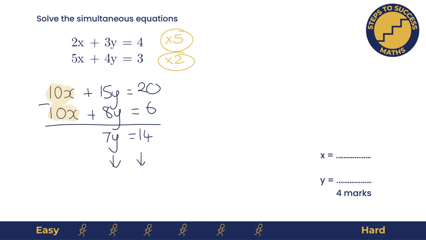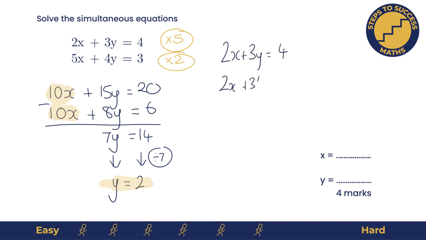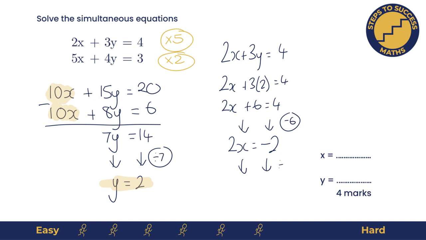And then if I divide it by 7 on both sides, I've got y is equal to 2. Now I'm going to find x by putting this into my top equation. 2x plus 3 times 2 is equal to 4. 2x plus 6 is equal to 4. Take away 6 from both sides. 2x is equal to negative 2, and then divide it by 2. x is equal to negative 1. So I've got x is negative 1 and y is 2.